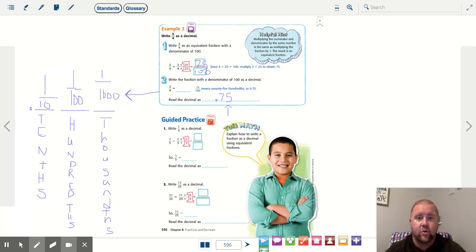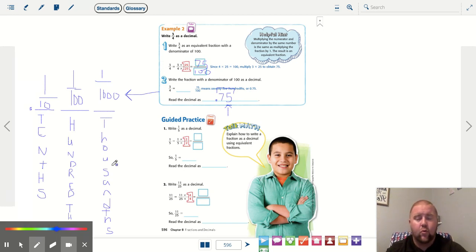Sometimes we've had trouble reading decimals in the past. I always say to read the whole number and then tell me what place value column it ends in. So 75 ends in the hundredths place, and we have the hundredths place listed right here. That's the way that we can understand how to read that decimal.